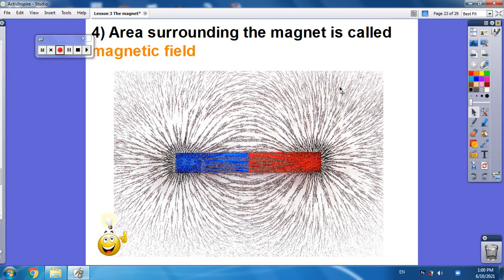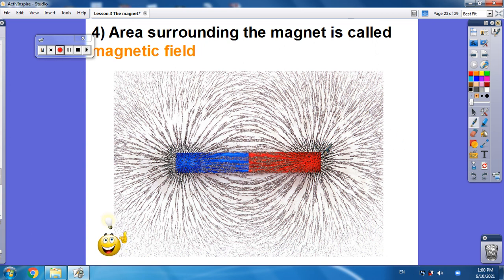First, we want to talk about the magnetic field. The magnetic field is an area that surrounds a magnet, where the magnetic force appears. Any magnet has a force, and this force is called magnetic force or magnetism. This magnetism or magnetic force appears only inside the magnetic field of this magnet.